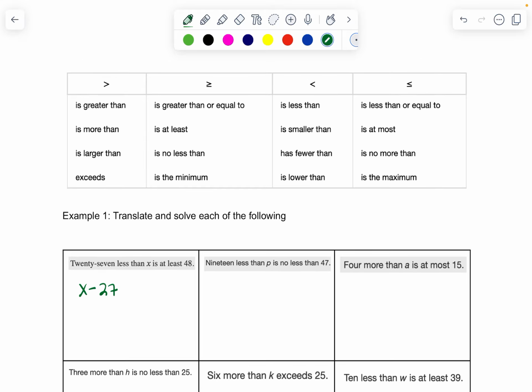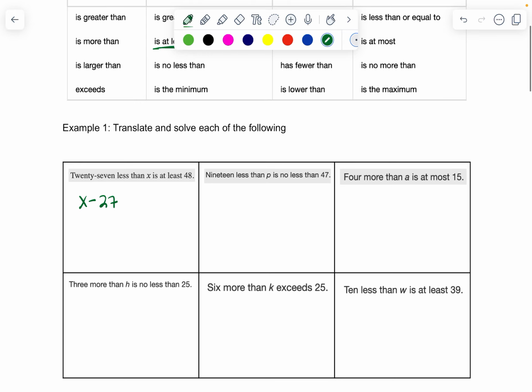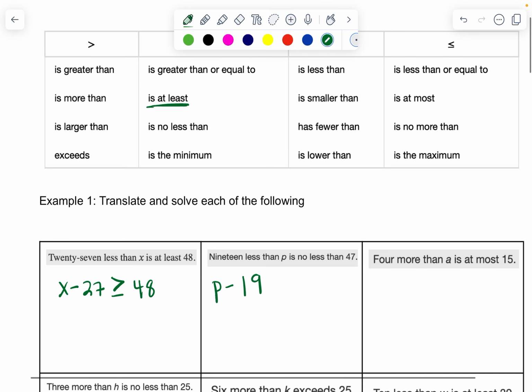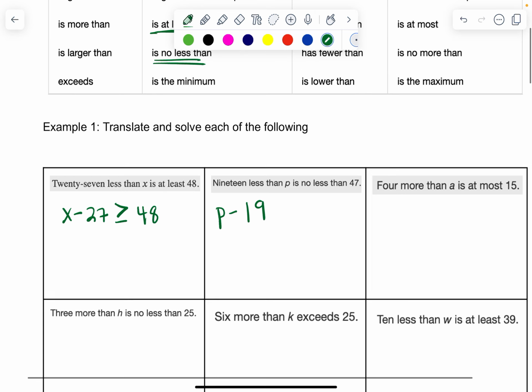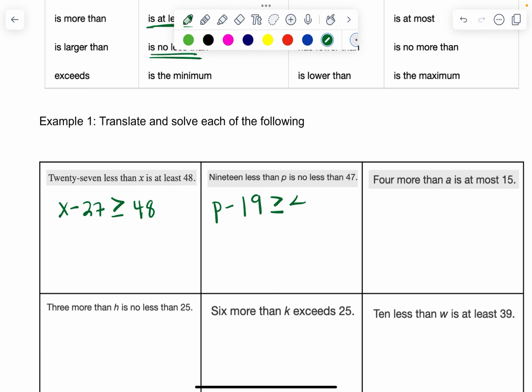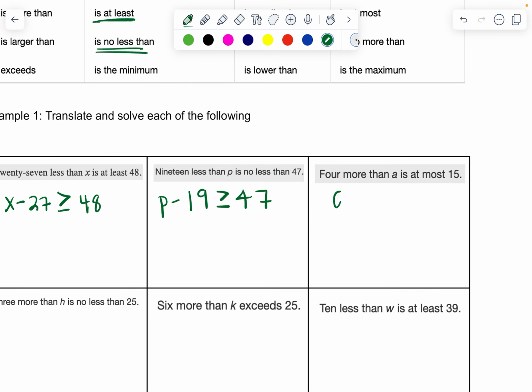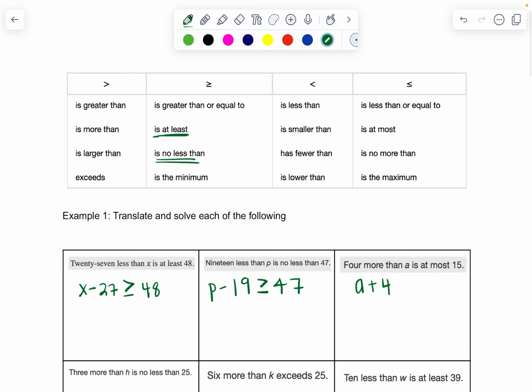So I'll go up top here and see where at least is, and that means greater than or equal to 48. 19 less than P, so P take away 19 is no less than 47. No less than is also greater than or equal to 47. 4 more than A means A plus 4 is at most 15. So go up here, I see at most is less than or equal to 15.